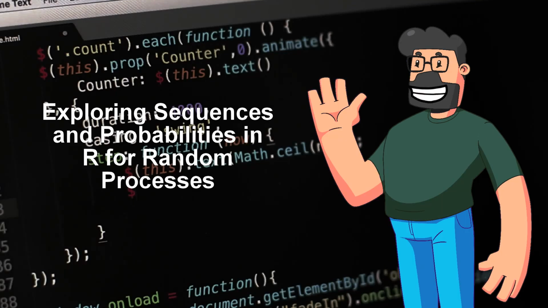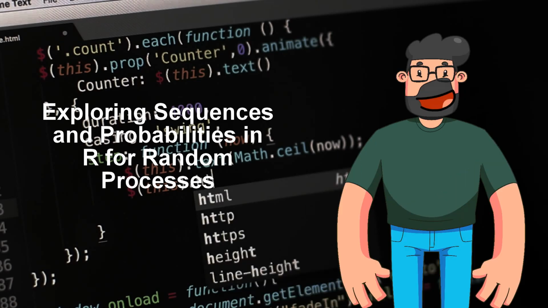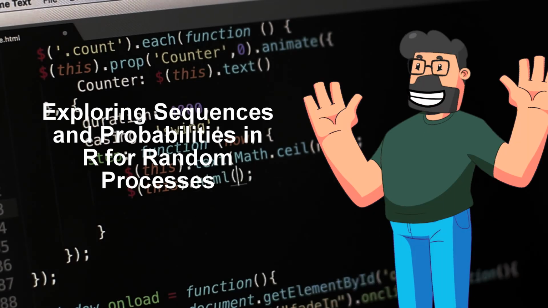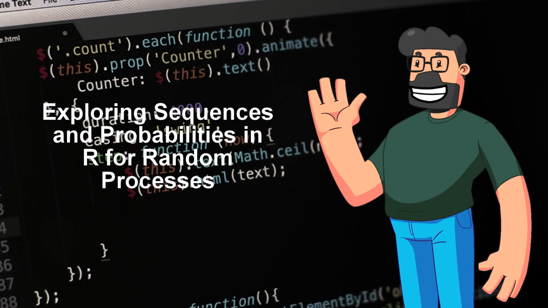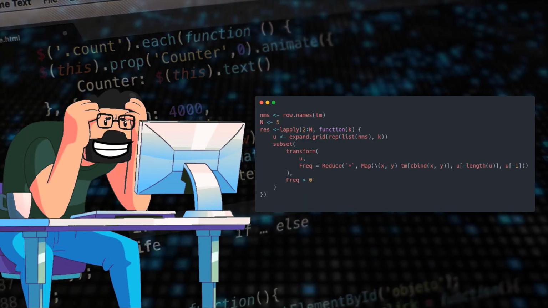Hey there! Today we're diving into a bit of a problem with a Markov chain in R. The issue is trying to find all possible state sequences and their corresponding probabilities for a fixed number of turns. It's quite a puzzle, isn't it? Now let's dig into the solution.